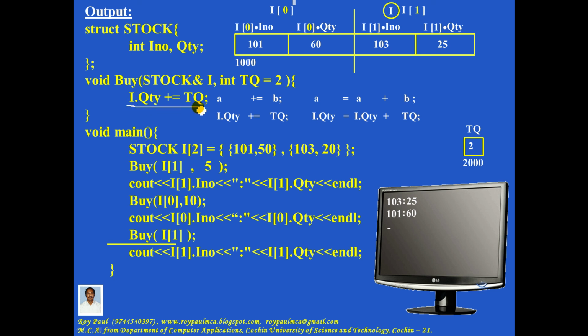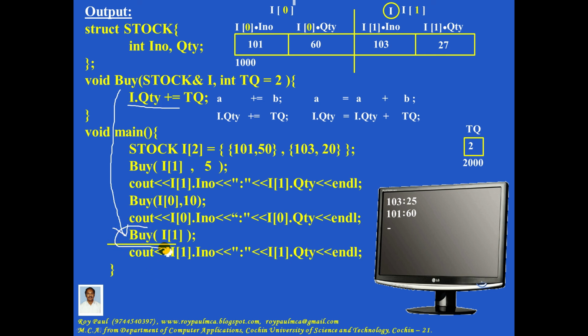Now inside the function, plus equal to is a short form. It is expanded like this. So the right hand side is assigned to the left hand side. So what is I dot quantity? It is 25. What is tq? 2. So 25 plus 2, 27. That comes in I dot quantity. So this becomes 27. Yes, it became 27. Now the function is executed. After executing a function, control returns to the point from where the function was called.